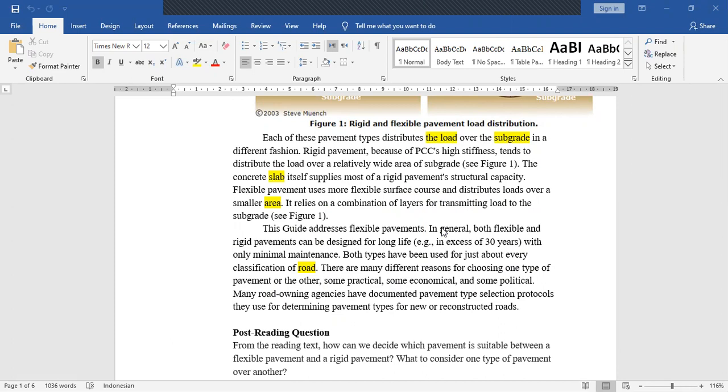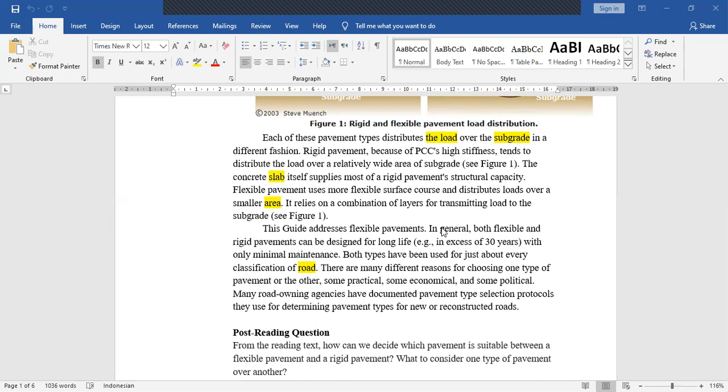Flexible pavement uses a more flexible surface course and distributes load over a smaller area. It relies on a combination of layers for transmitting load to the subgrade. We can see Figure 1-2. This guide addresses flexible pavements.